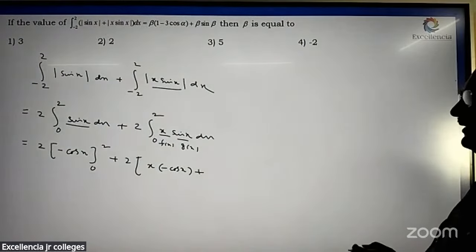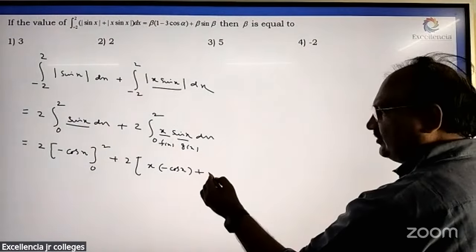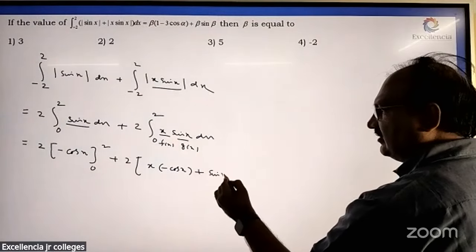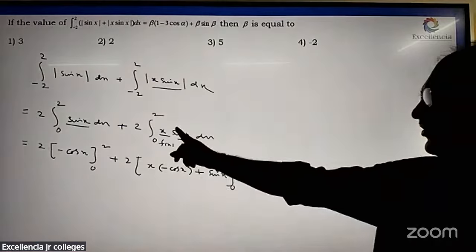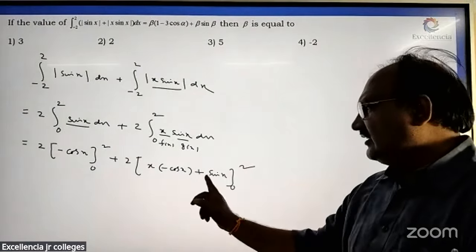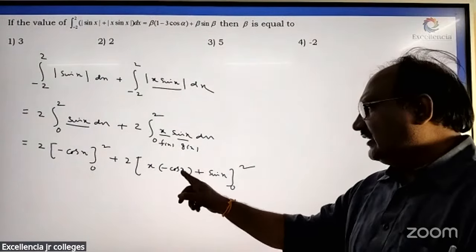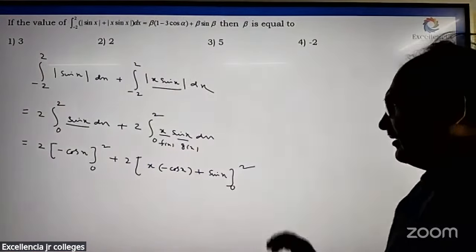Now, x into minus cos x. Again, minus cos x means what? That is nothing but sin x. Integral 0 to 2 once again: first function into integral of second function minus integral of first function derivative, that is 1, into integral of minus cos x. Minus into minus, that is plus integral cos x, which is nothing but sin x.